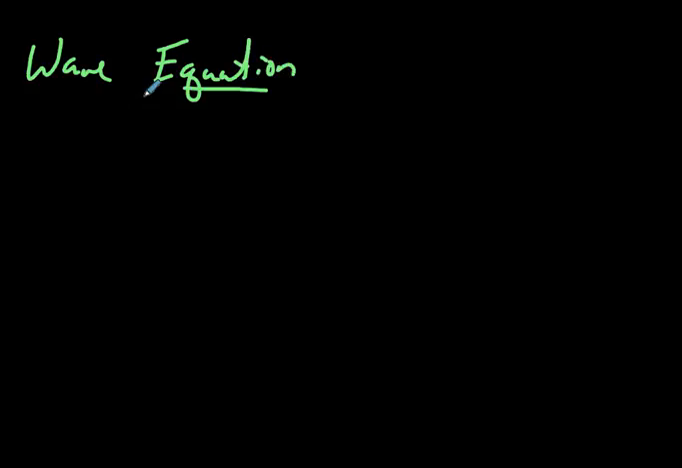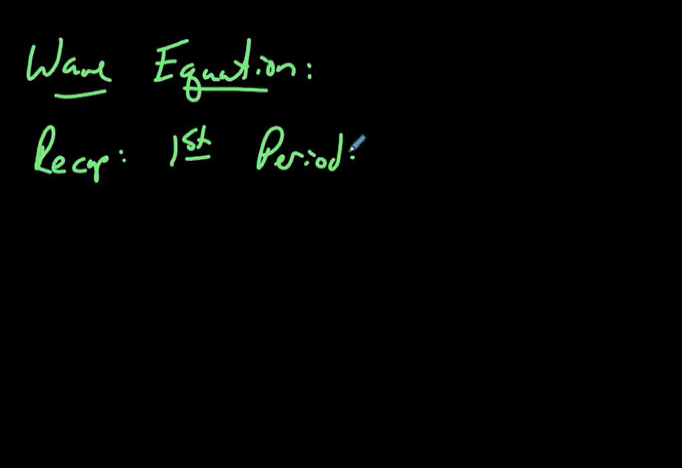Wave equation. So first we're going to recap a few things that we've already talked about. The first is the concept of period. Period simply means a length of time. We have periods in the school day, periods in a hockey game. Lots of things refer to lengths of time and are referred to in terms of periods.